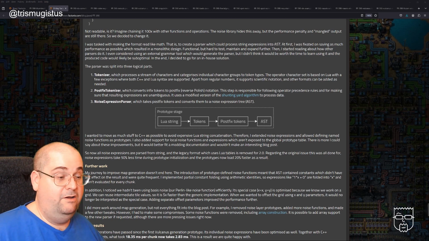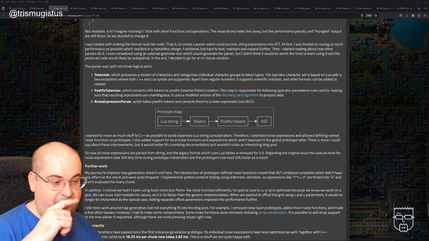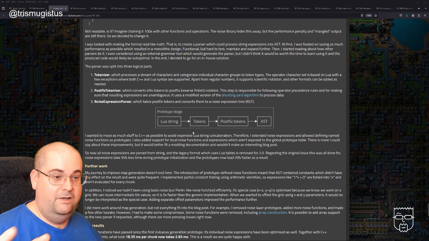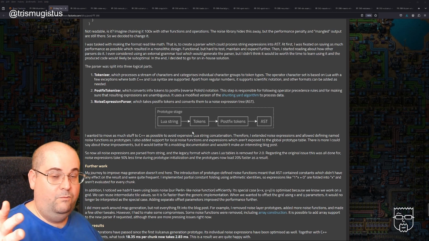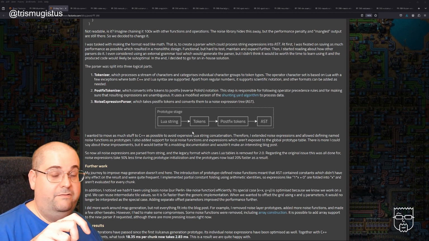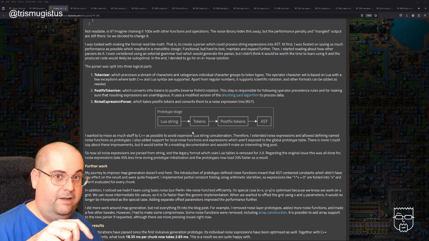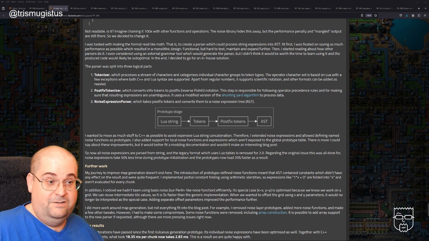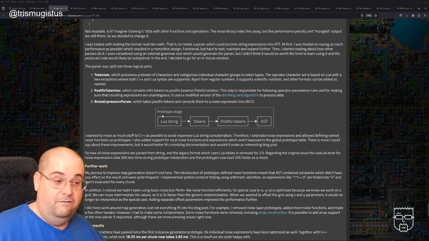And this is just showing it in diagrammatic form, basically. So the Lua string, just literally text that's written in Lua, is converted into these tokens, the individual bits. So basically it would understand that 153 is the number 153 and not 1, 5, and 3. The postfix and AST bits, I confess I'm not 100% sure on. And the noise expression parser basically converts it into this noise expression thing.